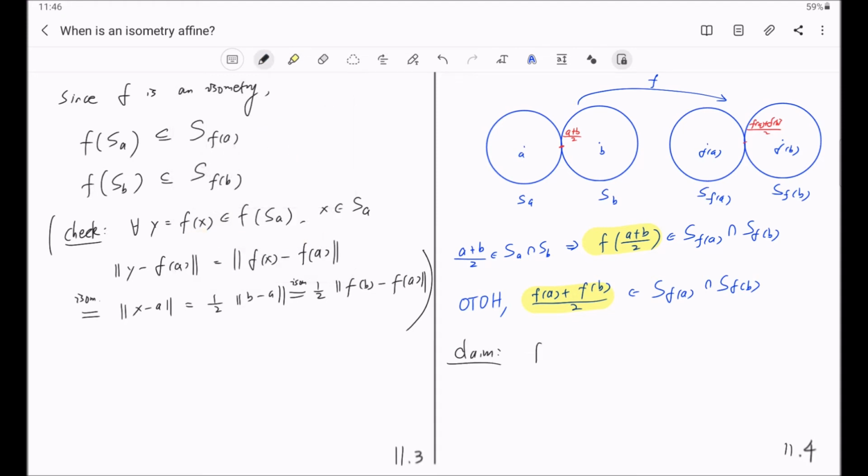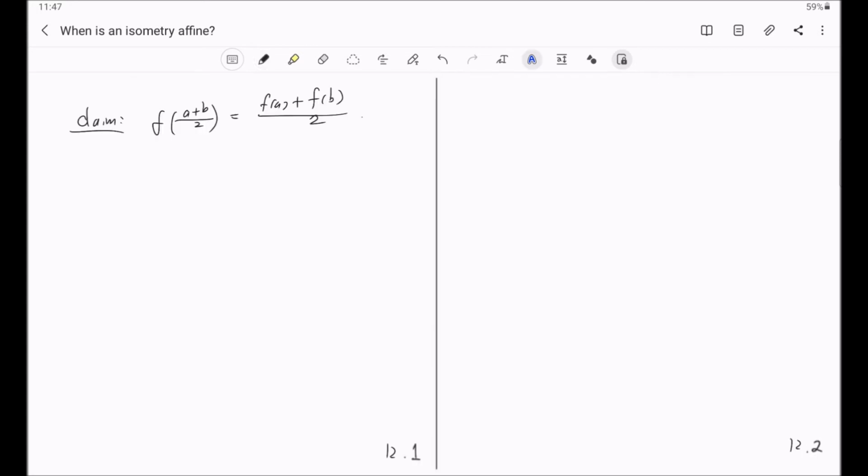Claim: f of (A plus B) divided by 2 is equal to (f of A plus f of B) divided by 2. To prove this claim, we are going to invoke the definition number 2 of the strict convexity.